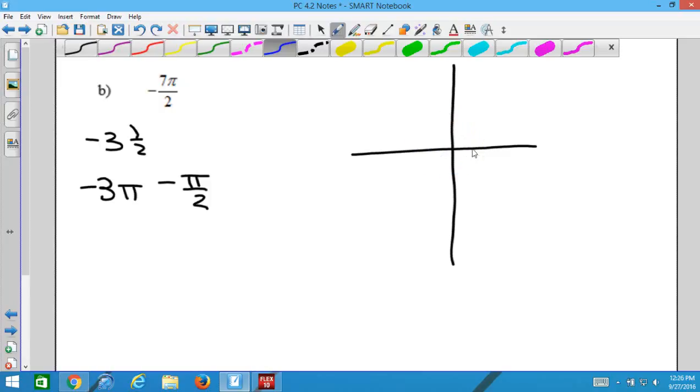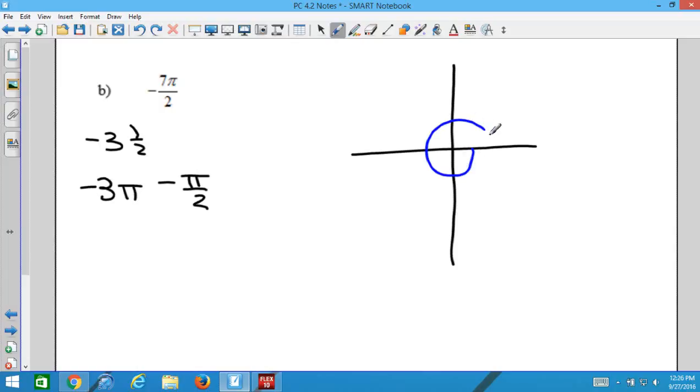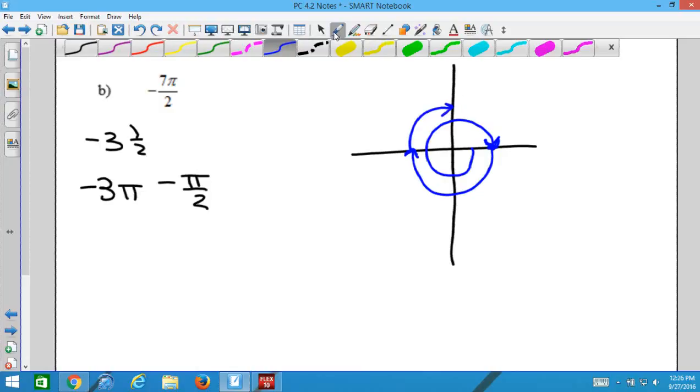I'm going to go negative direction all the way around. There's my 2 pi. That's 2 pi. Then I'll keep going, another 1 pi. So far we're at 3 pi. And then we go another pi over 2. And we can see that's quadrantal.